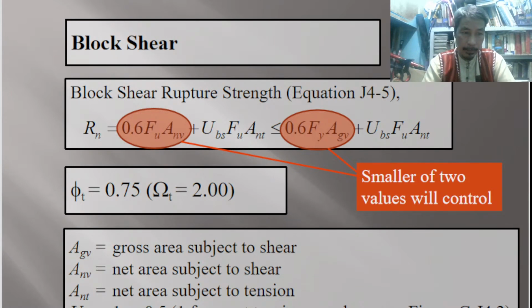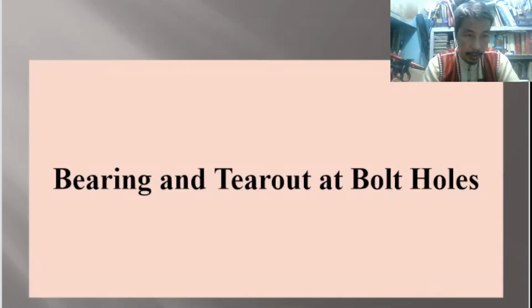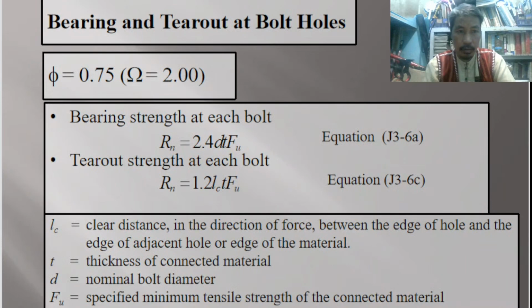Let's go to the next discussion: code provision for bearing and tear out at bolt holes. What can we say about that? What provision is brought in by the code? So, bearing and tear out at bolt holes.